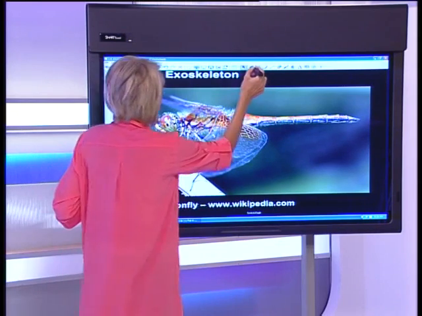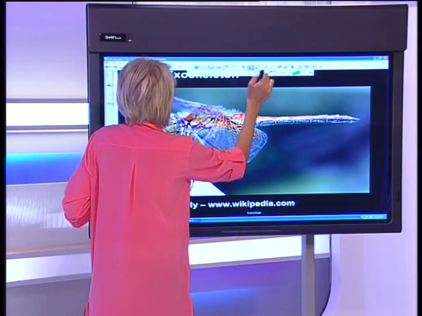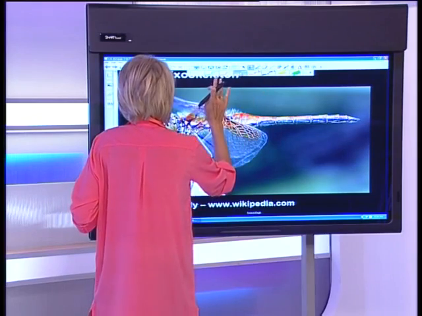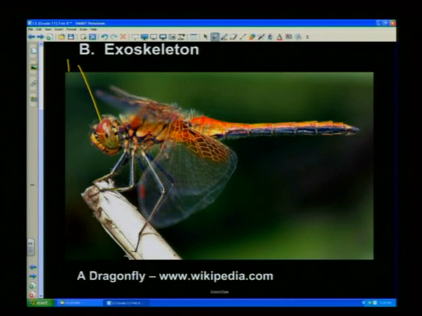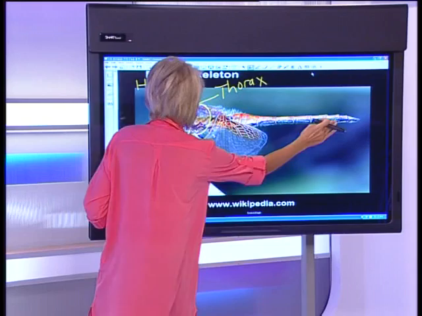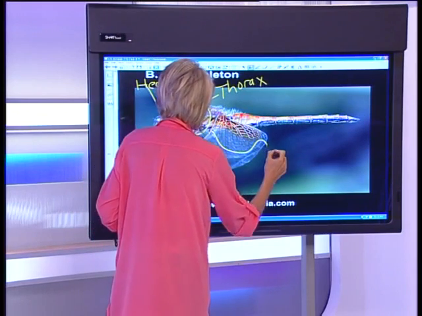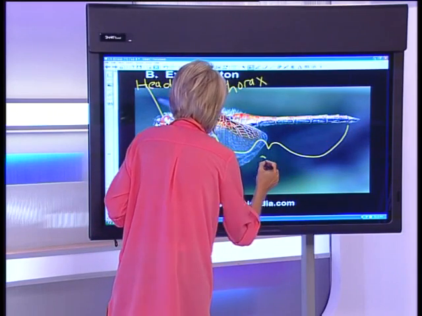Here you would have, and let's get ourselves a pen. Let's use nice bright yellow. You would have a head. You have this part here, which is the thorax, and then you have the soft mushy part here, which is the abdomen.